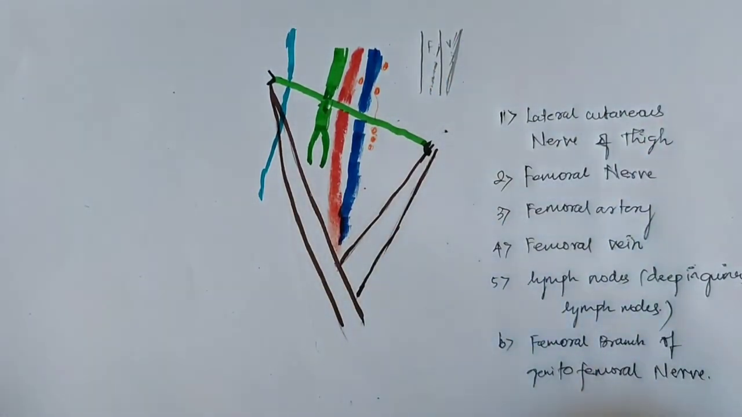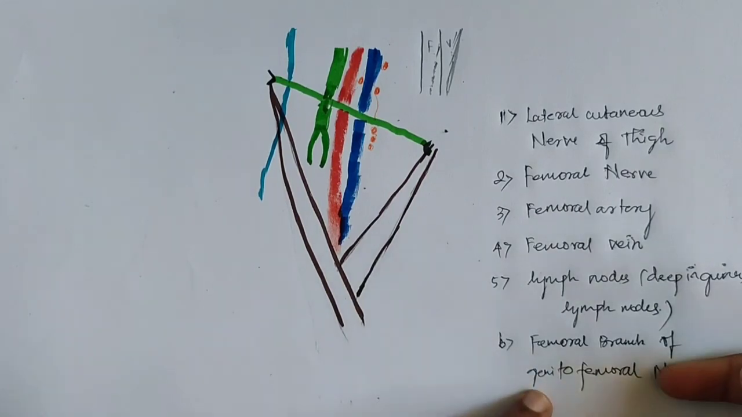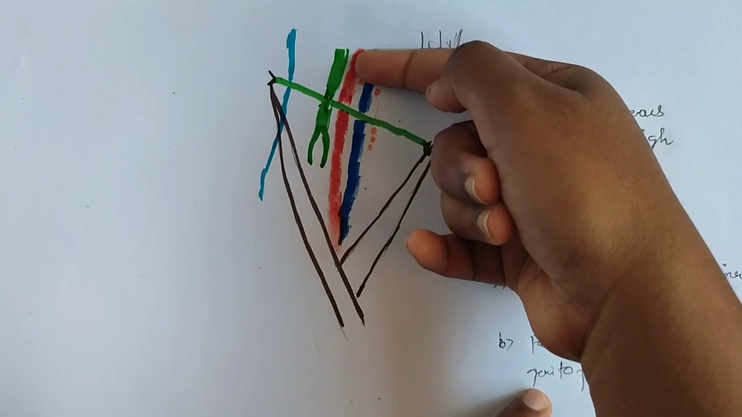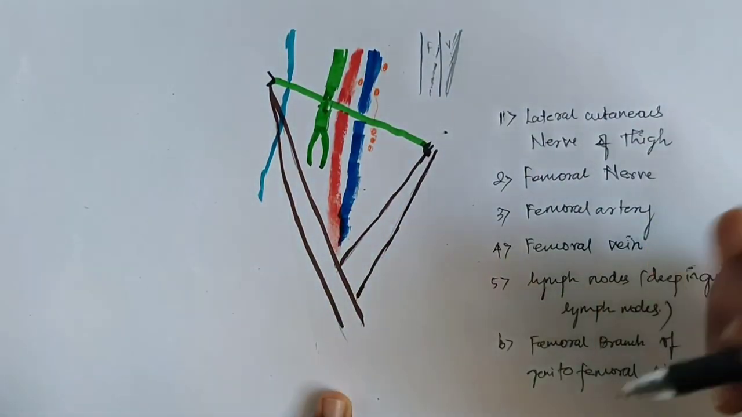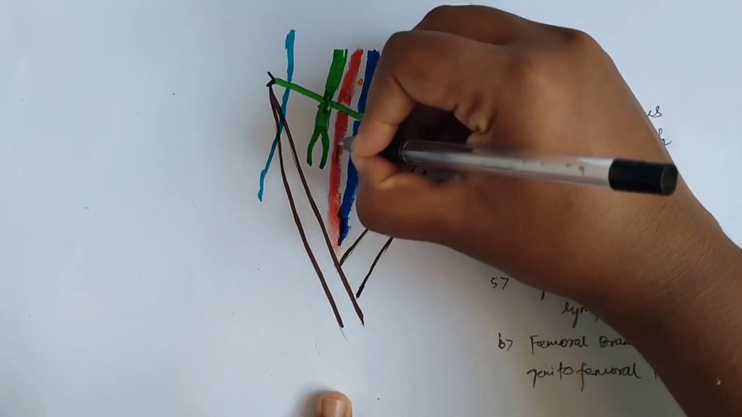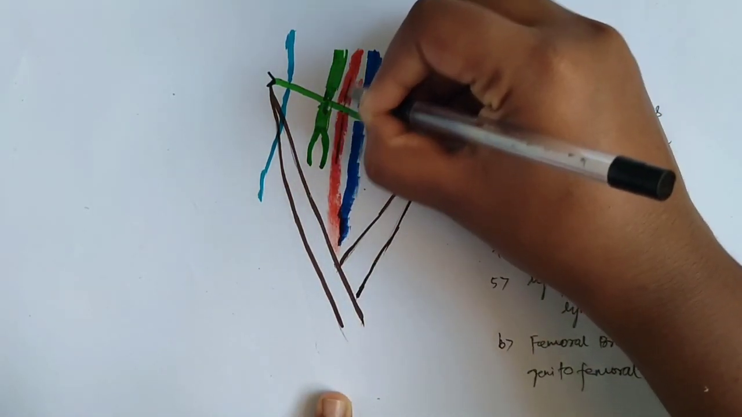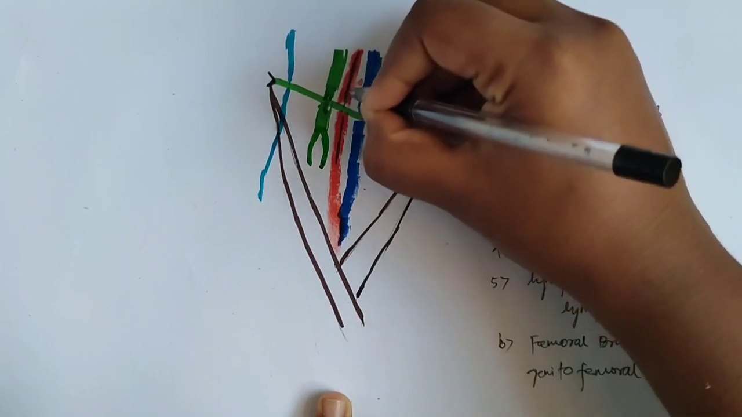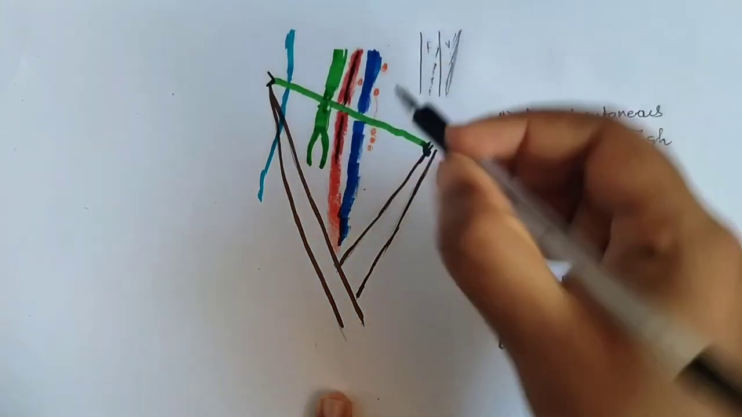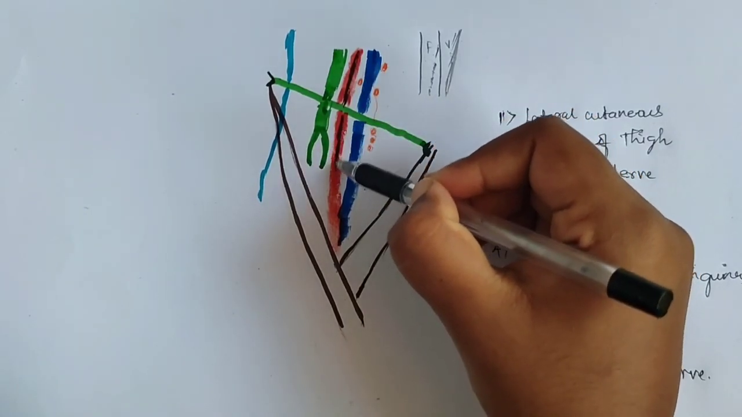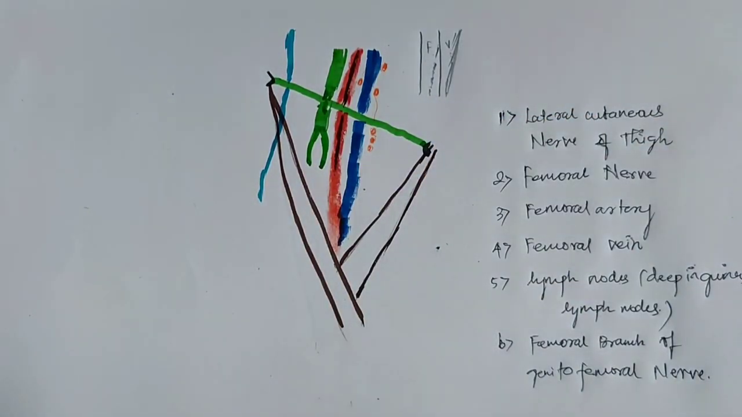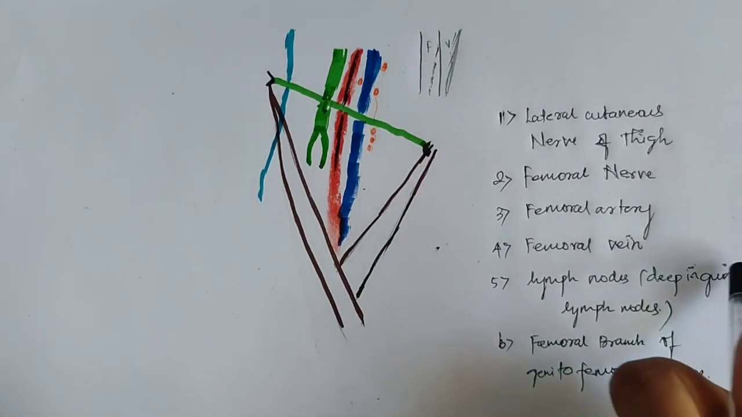And next thing is the femoral branch of genitofemoral nerve. It is just anterior to the femoral artery and enters the thigh region. Okay, that's all about the contents of the femoral triangle.